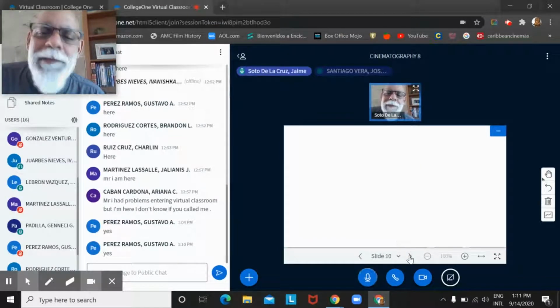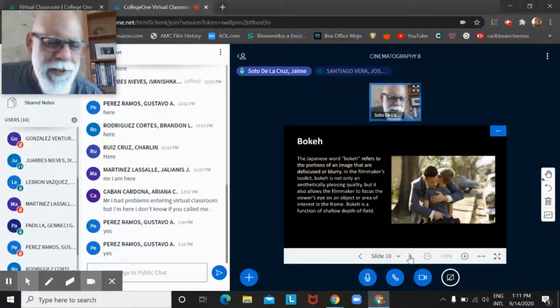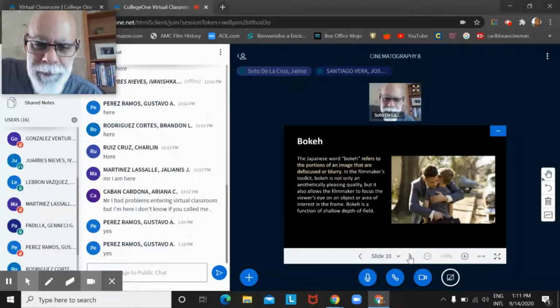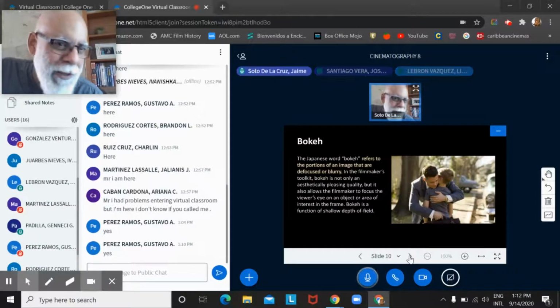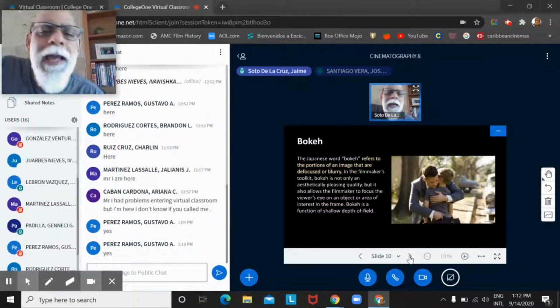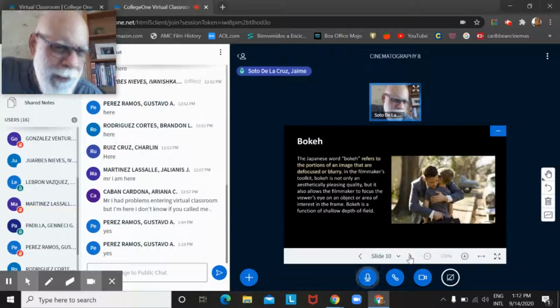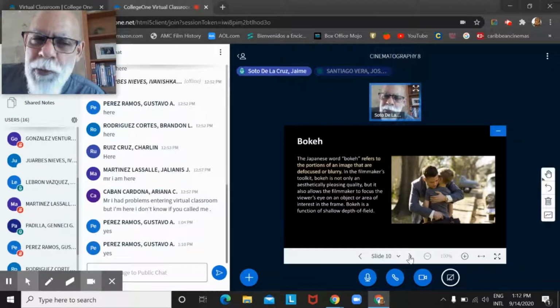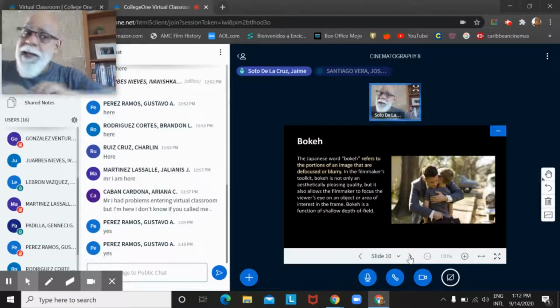Now, why do we need to know that? Because we want nice images. Another concept that you need to understand is the concept of bokeh. What is that? It's a Japanese word. Remember, I don't speak Japanese; I just know what it means. The word bokeh refers to the portion of an image that is defocused or blurry. So bokeh is the Japanese word for blur, and it is used in photography. It is part of the language that you will be using in this class. When I say bokeh, you immediately need to know what bokeh is.